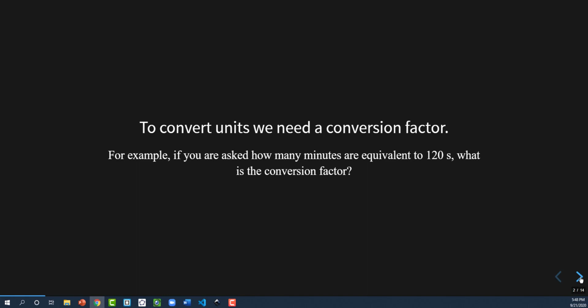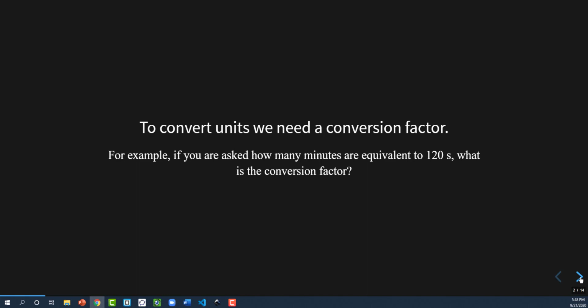Here's a question: if you are asked how many minutes are equivalent to 120 seconds, what would you do? Well, you would use a conversion factor, probably without thinking about it. You'd say, oh, there's 60 seconds in a minute, so you would take 120 seconds and divide by 60. That conversion factor, 60 seconds per minute, is so familiar to you, you never give it any thought as being something you explicitly needed.